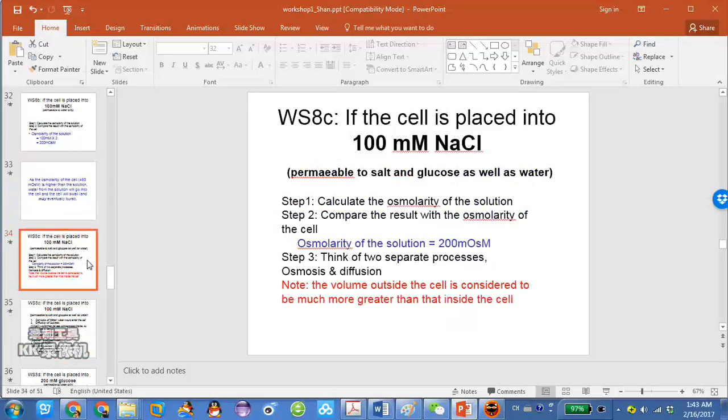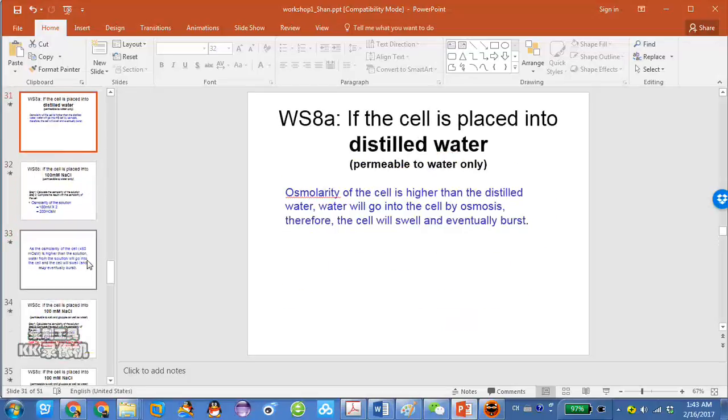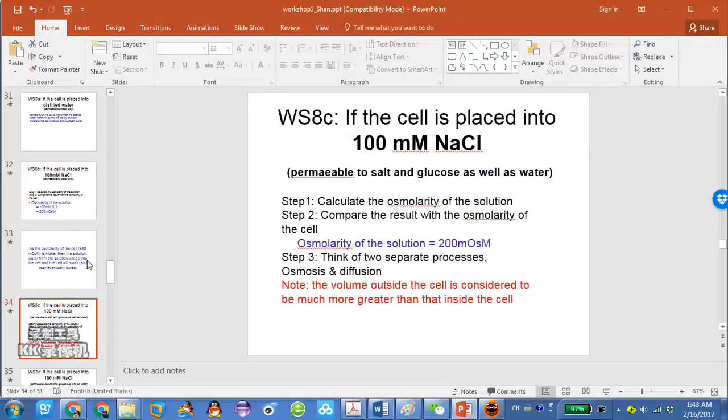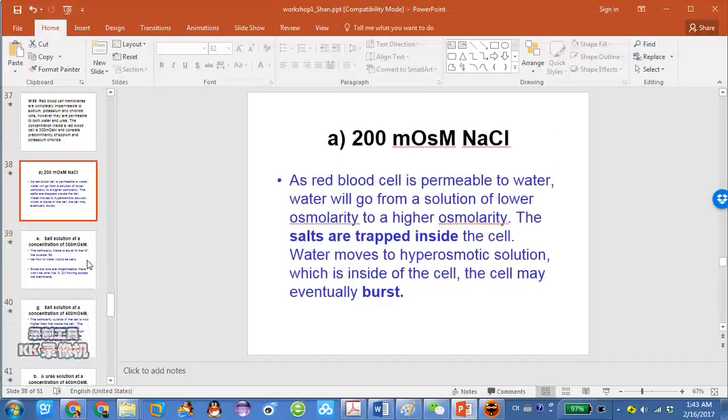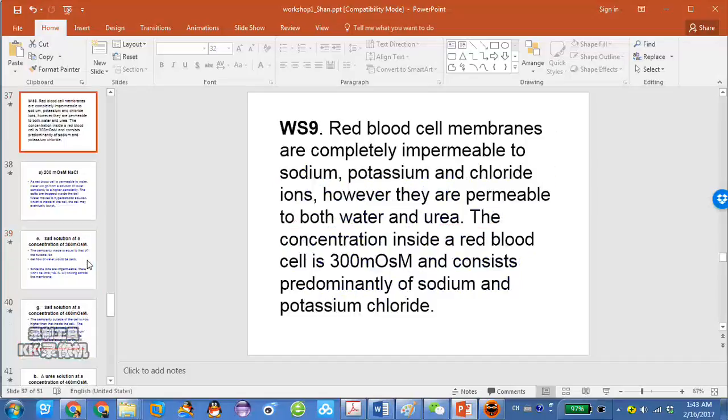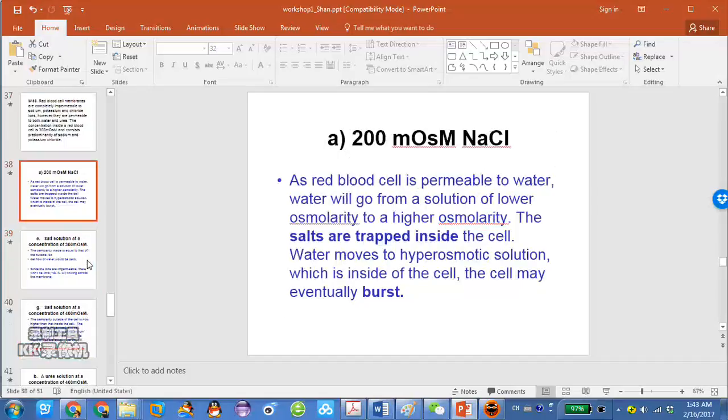Scenario C, oh, I'm sorry. I went to the wrong scenarios. We're going to look at question 9, scenario 1, when we have 200 milliosmolar of NaCl.